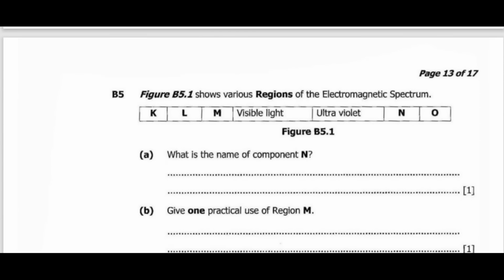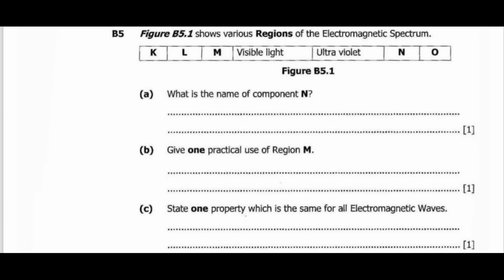Okay, so now we move on to question 5. Figure B5.1 shows various regions of the electromagnetic spectrum. So here under this spectrum, you need to know how these electromagnetic waves are arranged. You need to look at the order, then the wavelength, including the frequency.